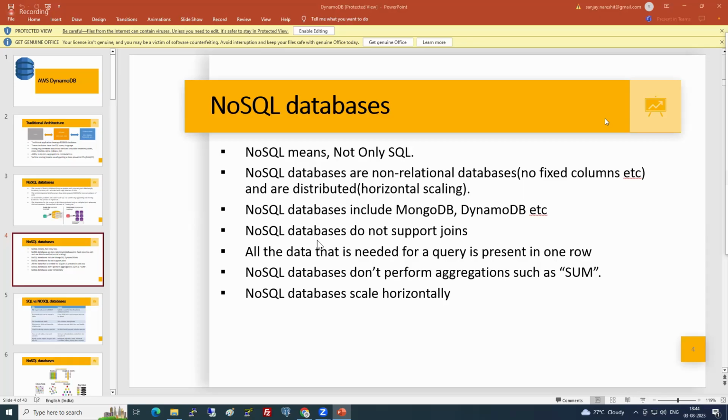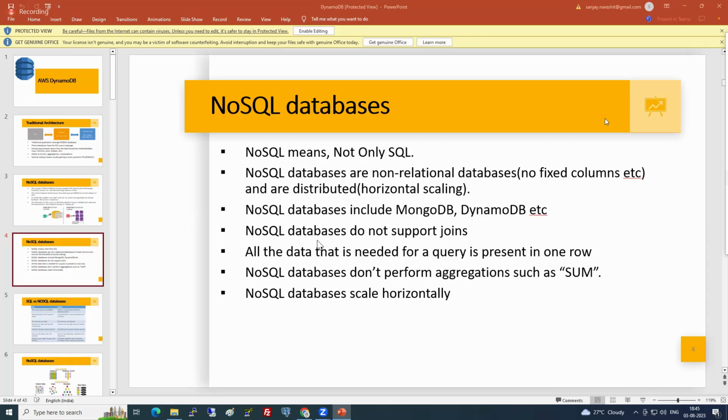It is non-relational. Can you tell me what are the few NoSQL databases that you know already? In the market, you have MongoDB, you have Cassandra. We have so many nowadays. The latest technology is NoSQL only, because it is used for extremely high performance. That's why people go with NoSQL databases.